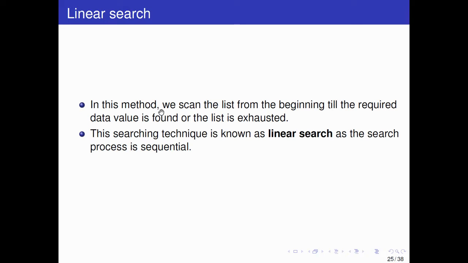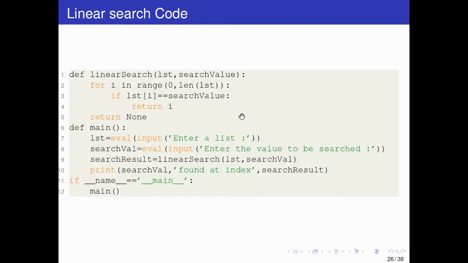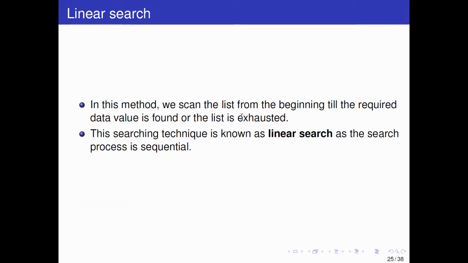So what is linear search? We scan the list from the beginning till the data value is found or the list is exhausted. We compare each element of the list with that search value, and if it matches, then we return that index. So here is the program. Before that, I would share it. One minute.